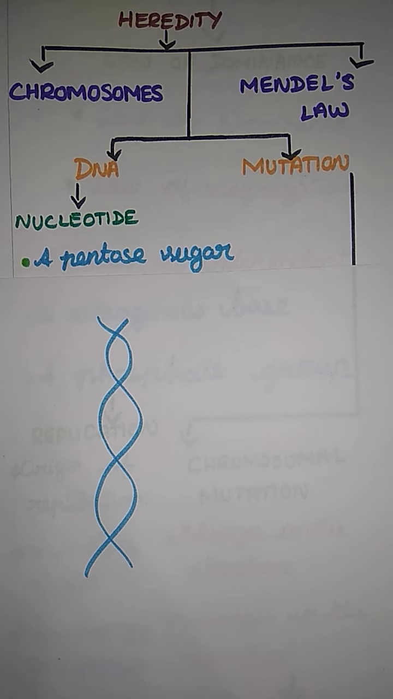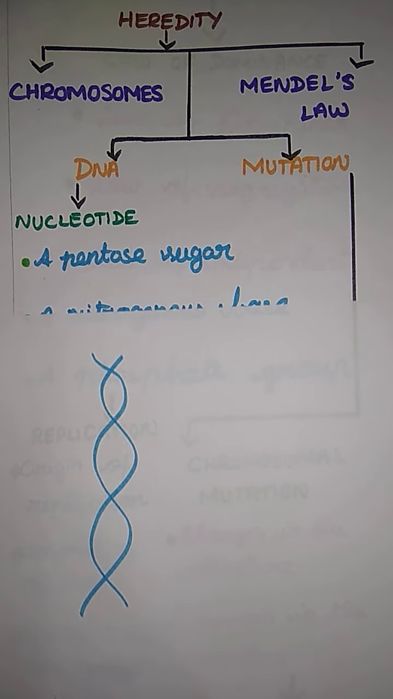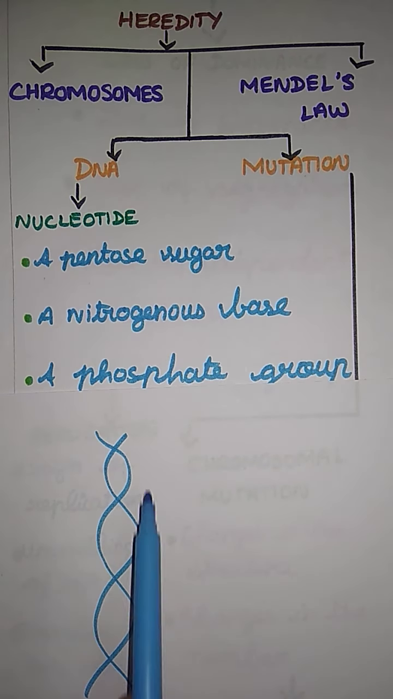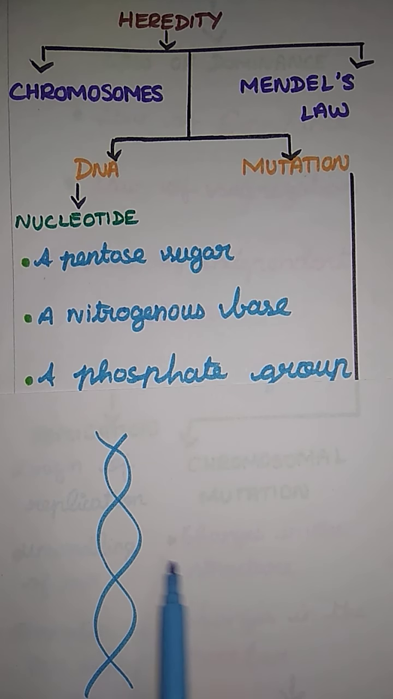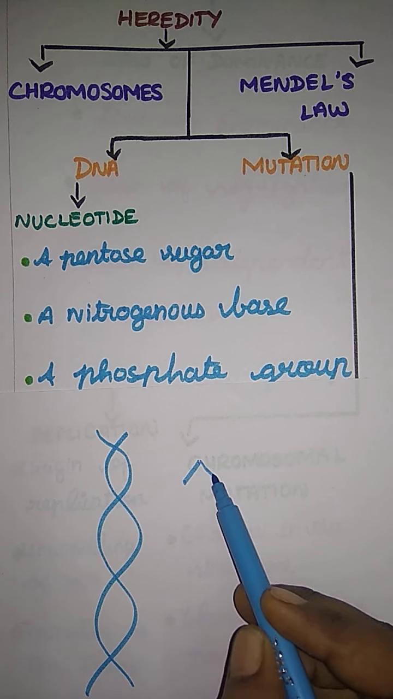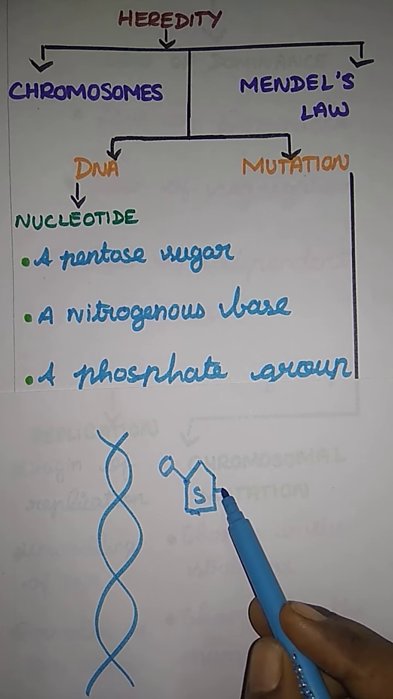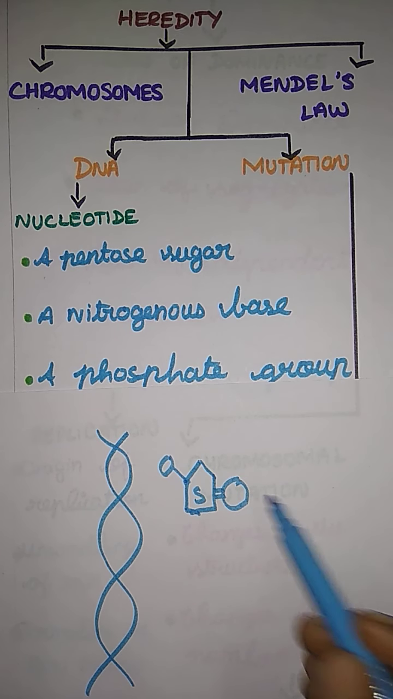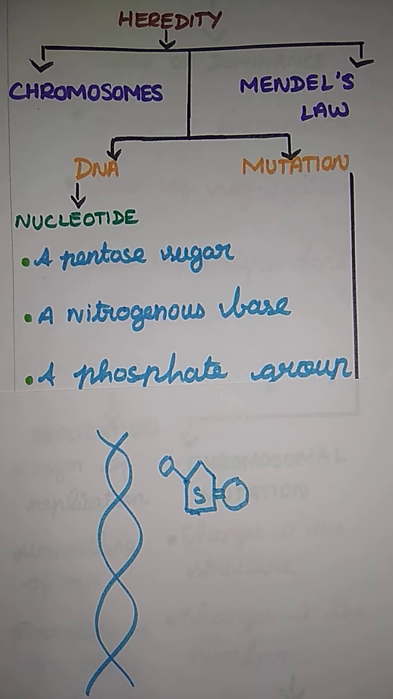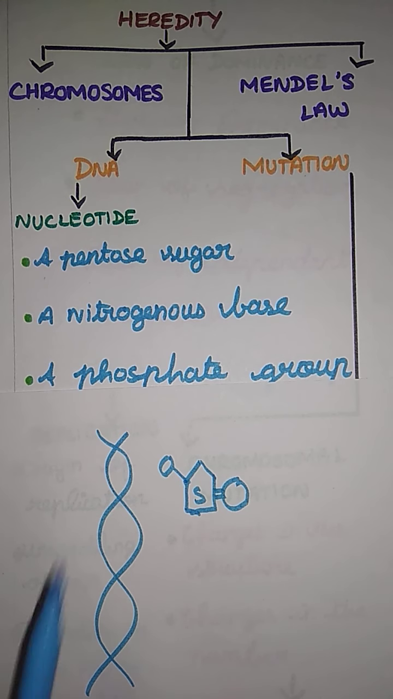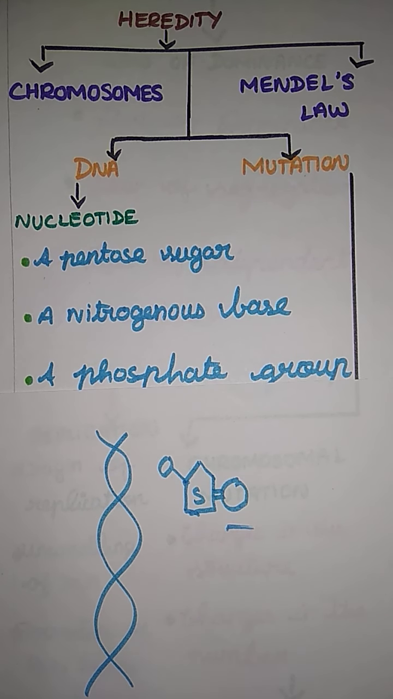First there is a pentose sugar, and next the nitrogenous base, and next the phosphate group. A nucleotide in this DNA is formed as a base pair. They form molecule-like structures: a sugar, a phosphate group, and the nitrogenous base, which has two groups, purines and pyrimidines. That is adenine and guanine, cytosine and thymine. We will see this in detail in the theory part. First, these are the parts involved in the nucleotide: pentose sugar, nitrogenous base and phosphate group.